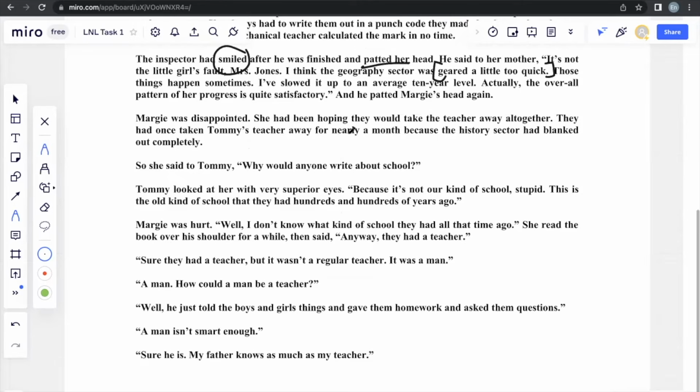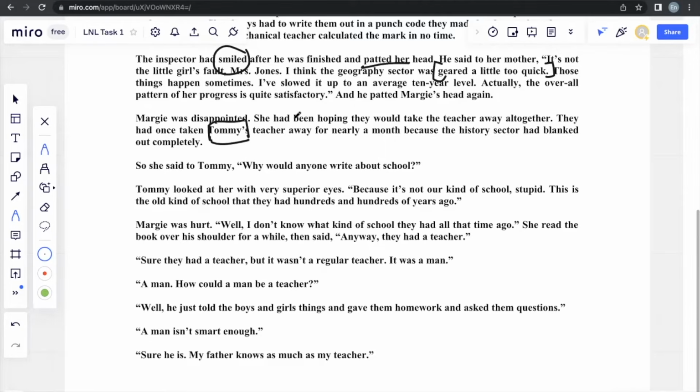Margie was disappointed. She had been hoping they would take the teacher away altogether. They had once taken Tommy's teacher away for nearly a month because the history sector had blanked out completely. Here's the introduction of another character named Tommy. And just from the way that Margie is introducing Tommy, he's most likely a friend, someone of the same age.